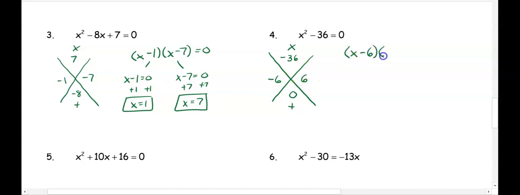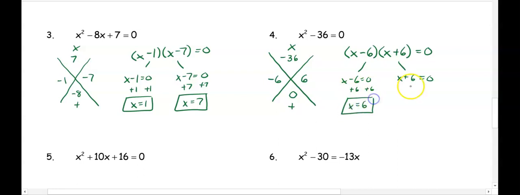So in our factored form, we have x minus 6 times x plus 6 equals 0. Each parenthesis gets set equal to 0. In the first parenthesis, we're going to add 6 to both sides, so x equals 6. In the second parenthesis, we're going to subtract 6 on both sides, so x equals negative 6.